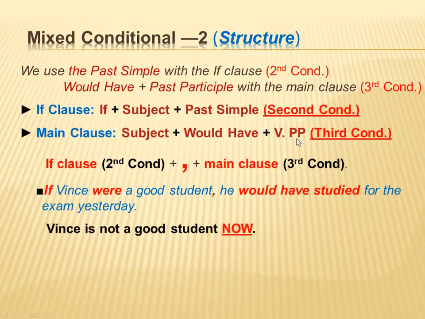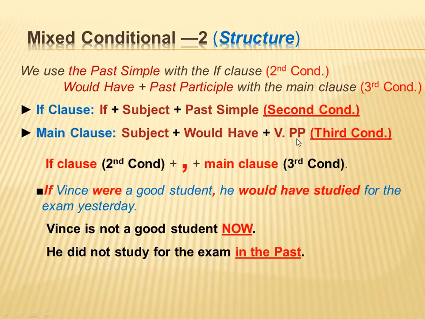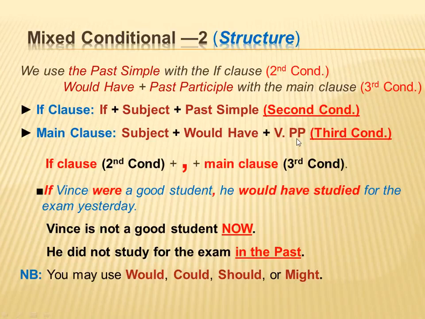And Vince is not a good student now, and he did not study for the exam yesterday in the past, and now he's not a good student. In the past, he did not study for the exam as well. And you have to know that you can use would, could, should, or might for mixed conditional two.